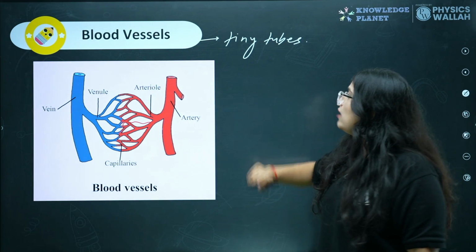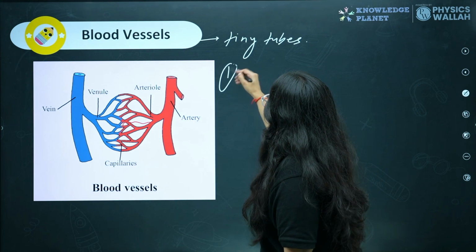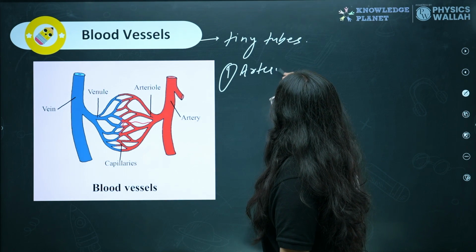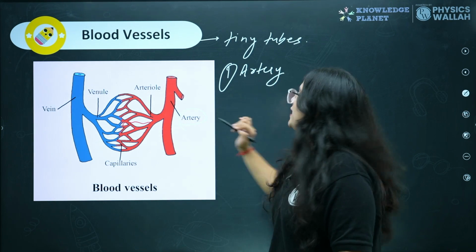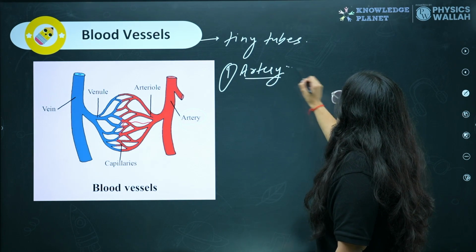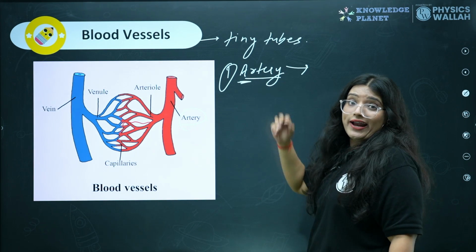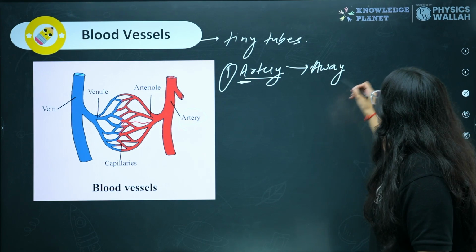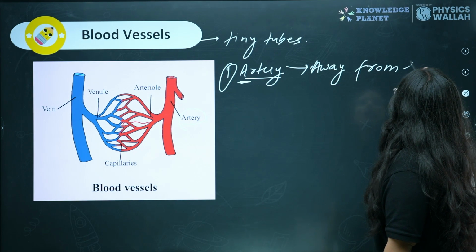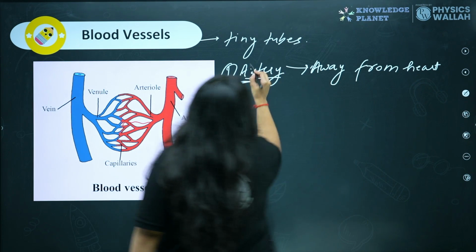So let's talk about that. We have different kinds of blood vessels. First we are talking about the artery. Can you see this artery? Yes. Now let's talk about this artery. The artery carries, A for artery, A for away. So arteries carry the blood away from the heart.